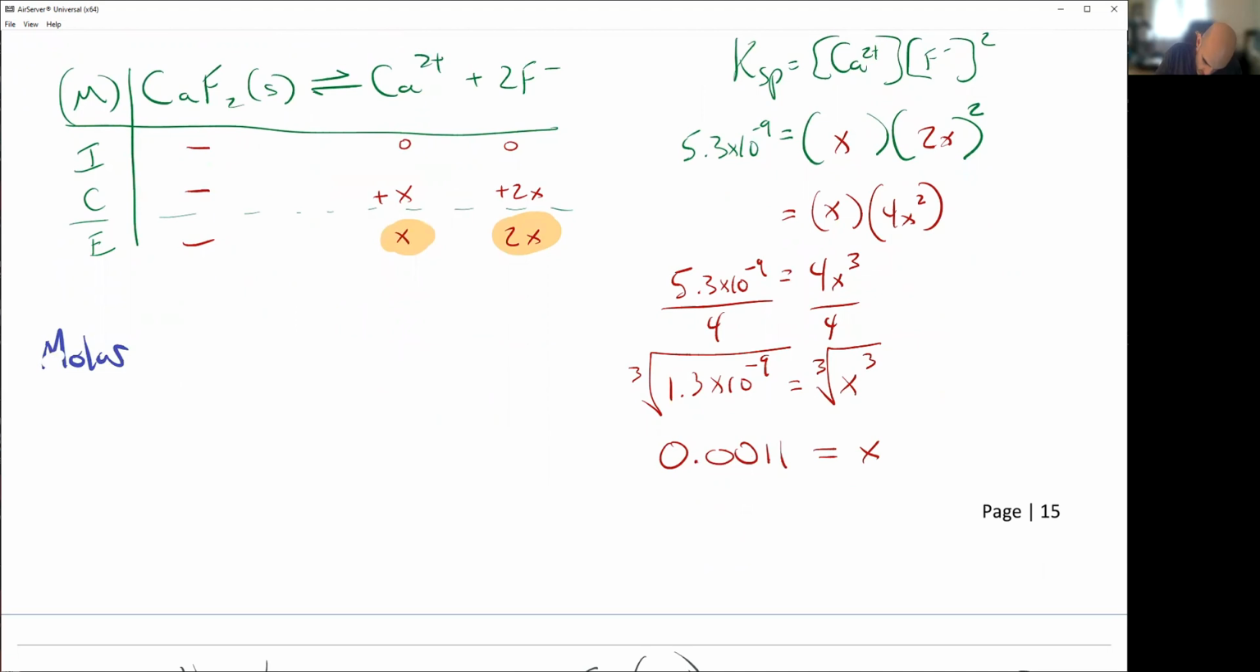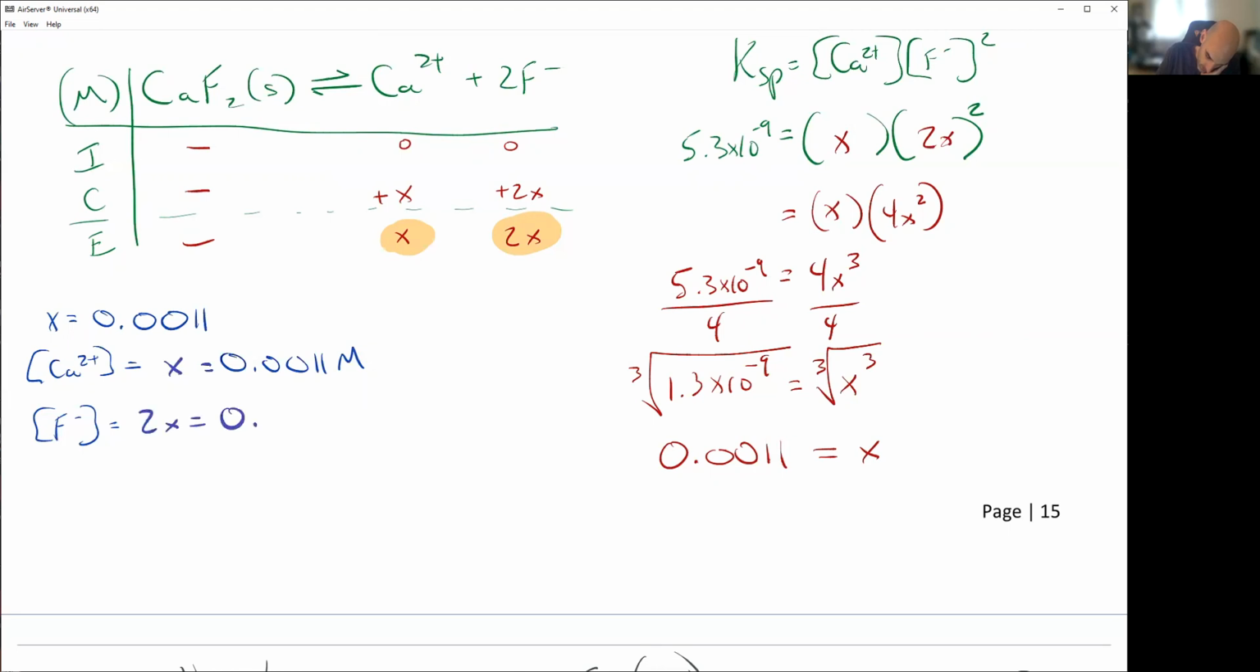Sorry, we can do the ion concentration first because I have those values. So now that I know X is equal to 0.0011, that means the concentration of calcium 2 plus is equal to 0.0011 moles per liter, or just simply molar. And that means that the concentration of F minus is equal to 2 times that, so 2X, which is 0.0022 molar. This right here is my concentration of ions.